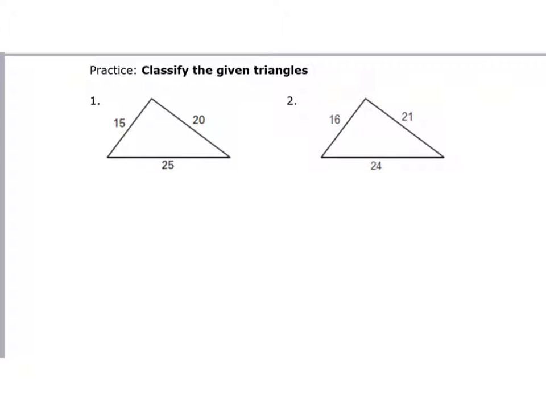When I look at these first two, and I look at the first one, 15, 20, and 25, the first thing I need to do is say, if this is a right triangle, which one would be the hypotenuse? And again, it's going to be the largest one. So that means 15 and 20 are my a and my b. So I'm going to test 15 squared plus 20 squared, and I want to know, is that equal to 25 squared?